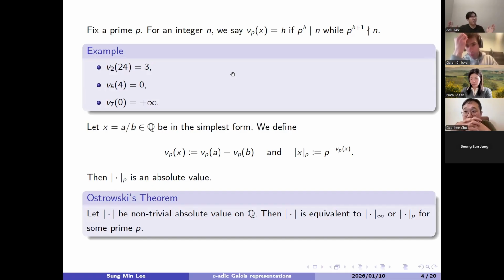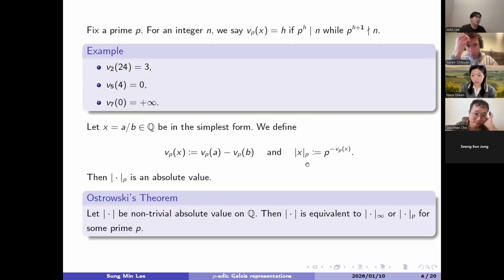So now you choose your favorite rational number, a over b, in the simplest form. We don't want something like 2 over 4, because that's not going to give you a very good valuation. Let's simplify as much as you can. And we define the p-adic valuation of x to be the p-adic valuation of the numerator minus the p-adic valuation of the denominator. If x is an integer, it should follow this rule, because x being an integer means b is 1, and the p-adic valuation of 1 should always be 0. So it just matches what we defined above, but now extending to all rational numbers.